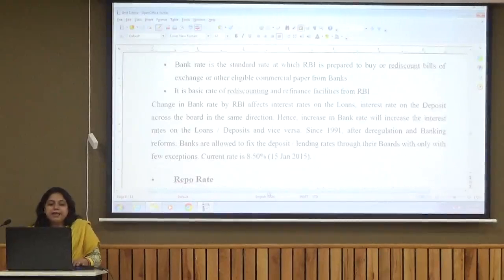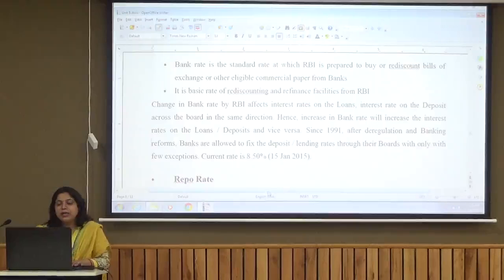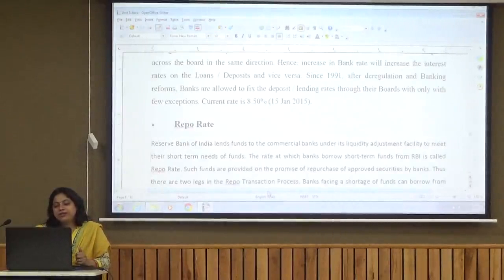Bank rate. Bank rate is the standard rate at which the RBI is prepared to buy or rediscount the bills of exchange or other eligible commercial papers from banks. So it is a basic rate of rediscounting and refinance facilities from RBI. A change in bank rate by RBI affects the interest rate on loans and the interest rate on deposits across the fund, so in the same direction. Now coming to the next, that is repo rate.